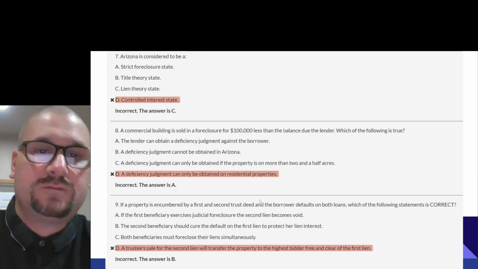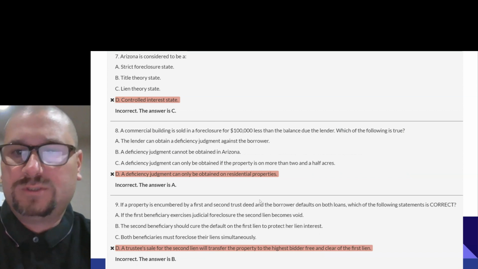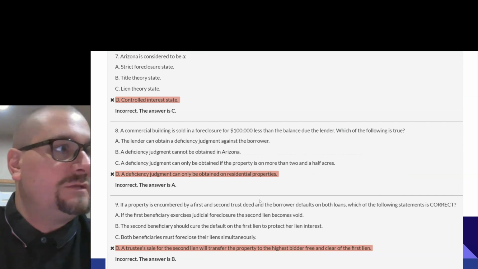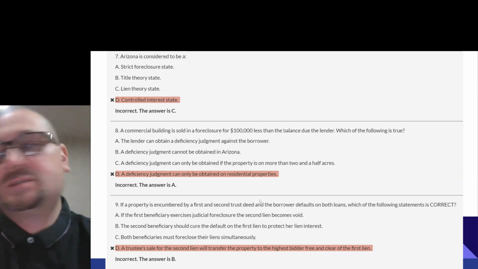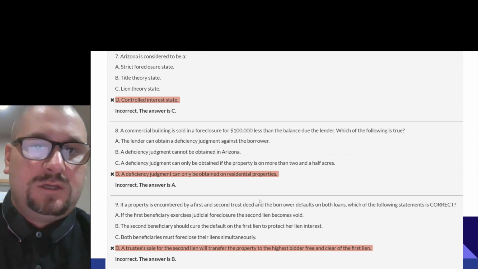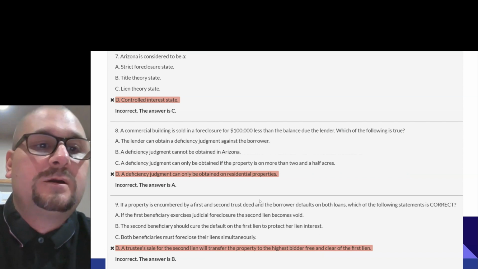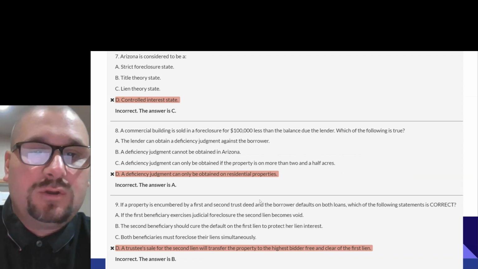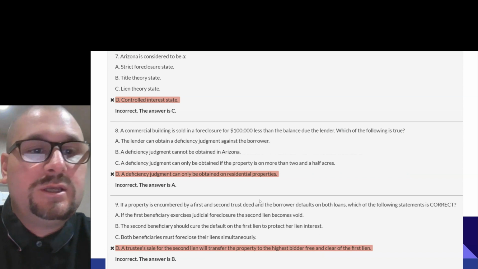A commercial building is sold in a foreclosure for $100,000 less than the balance due to the lender. Which of the following is true? Alpha. The lender can obtain a deficiency judgment against the borrower. So that's true. If you miss 3 payments, you go into foreclosure and the lender can obtain a deficiency judgment against the borrower. Bravo. A deficiency judgment cannot be obtained in Arizona? No. A deficiency judgment can only be obtained if the property is on more than 2.5 acres? No. A deficiency judgment can only be obtained on residential properties? No.